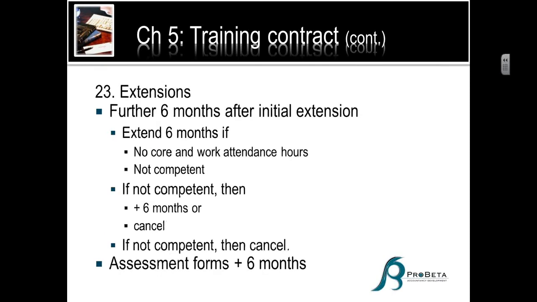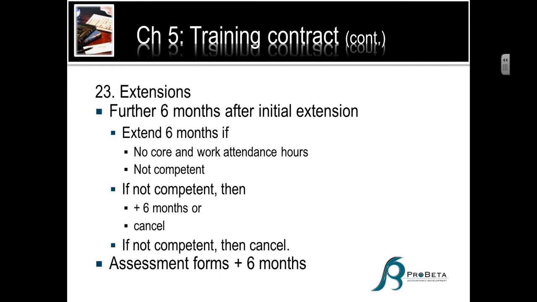The extensions, they've brought in the additional 6 months. What happened in the past is we extended them by 6 months, either because we didn't think they'd get their core and work attendance, or if they were not competent, and then we didn't know what to do after that. Now they've brought in the additional 6 months. If you extend the first time and you're not sure that they will be competent, you can extend or cancel. And if by the end of that 6 months they're not yet competent, then you must cancel.